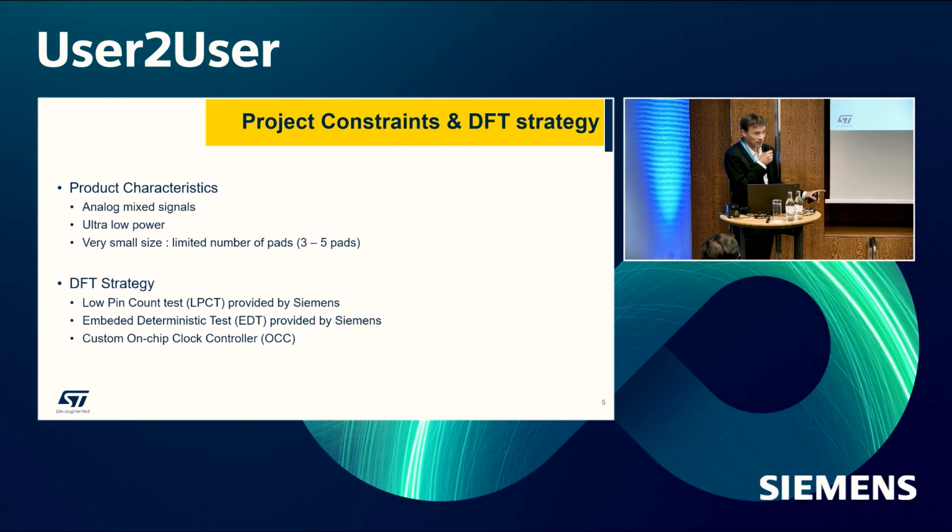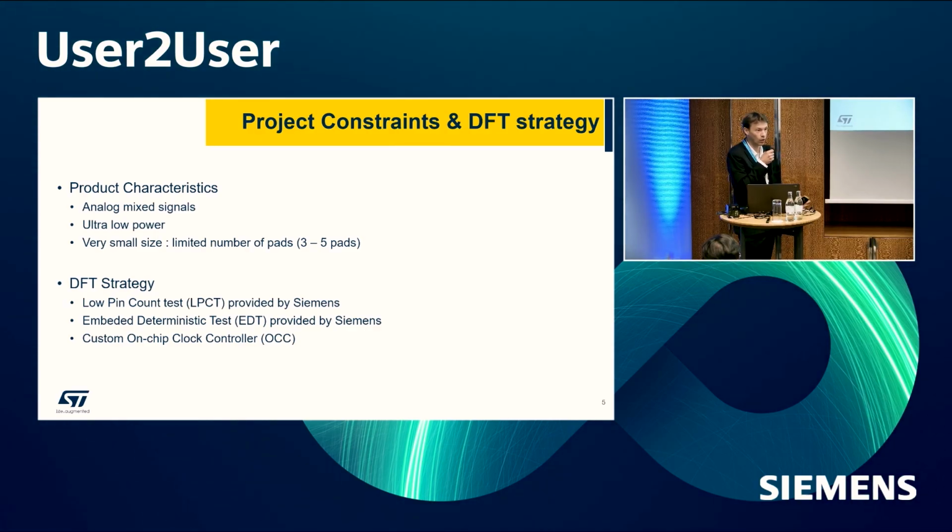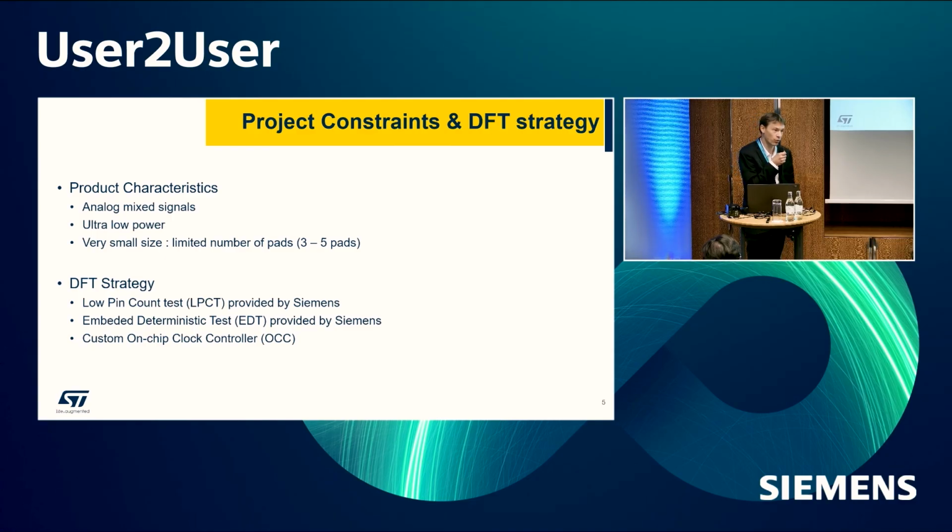The embedded deterministic test, EDT in short, is of course plan of record as well in all of their devices in order to reduce the pattern count and make sure they have a short test time. And they use not the Tessent on-chip clock controller, but their in-house on-chip clock controller, which is also fully supported by the Tessent shell flow.